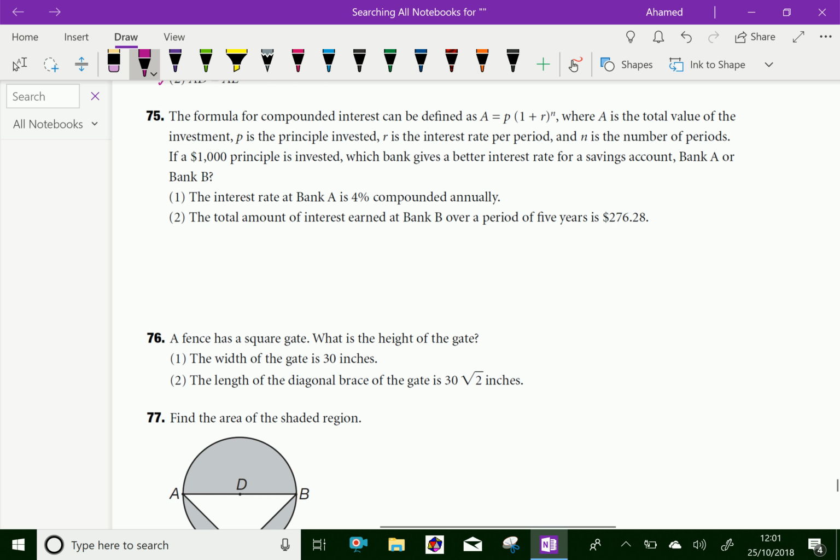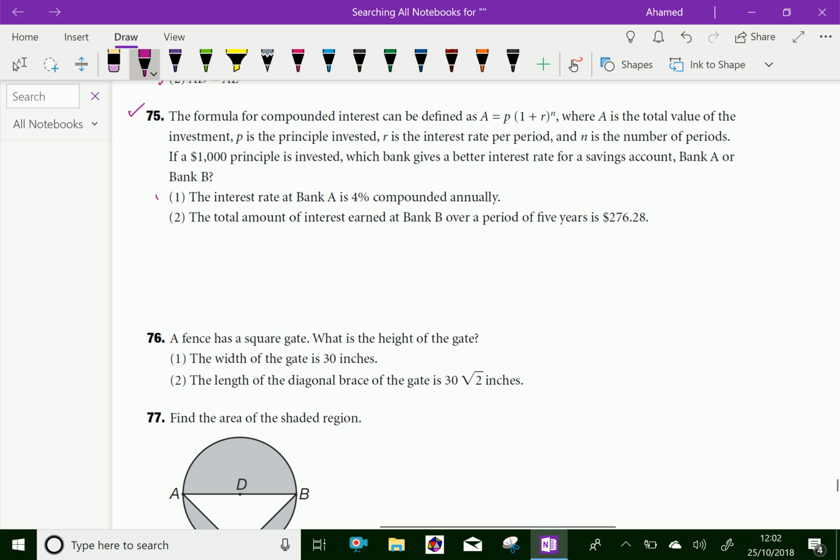Next question. The formula for compound interest can be defined as A equals P into (1 plus R) power n, where A is the total value of the investment, P is the principal invested, R is the interest rate per period, and n is the number of periods. If a $1,000 principal is invested, which bank gives a better interest rate for savings accounts, bank A or bank B? Here the formula is given for compound interest.